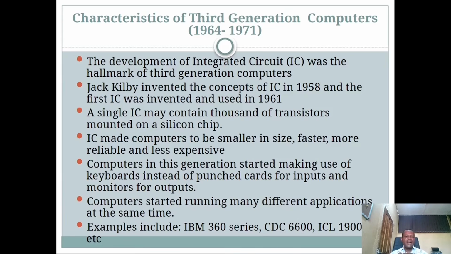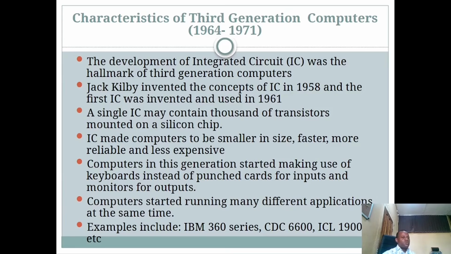Because of the advent of IC, the third generation computers became much smaller in size, faster, more reliable and less expensive. Because the transistors were compressed, thousands of transistors were put together on a silicon chip. Because of this structure, the computer systems in the third generation became much smaller in size, and they were faster, much more reliable and less expensive.